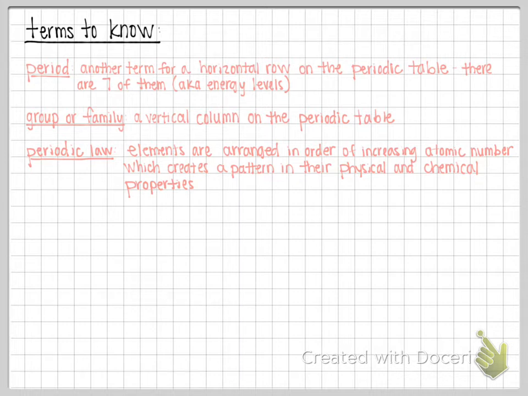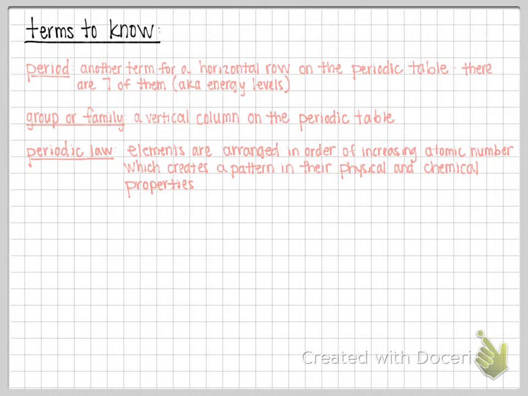Some terms you need to know. A period is another term for a horizontal row on the periodic table. There are 7 of them. We have been calling these energy levels. So period, row, and energy level, that's all referring to the same thing. It's the horizontal row. A group or a family is a vertical column on the periodic table. And we've got special names for some of those columns.